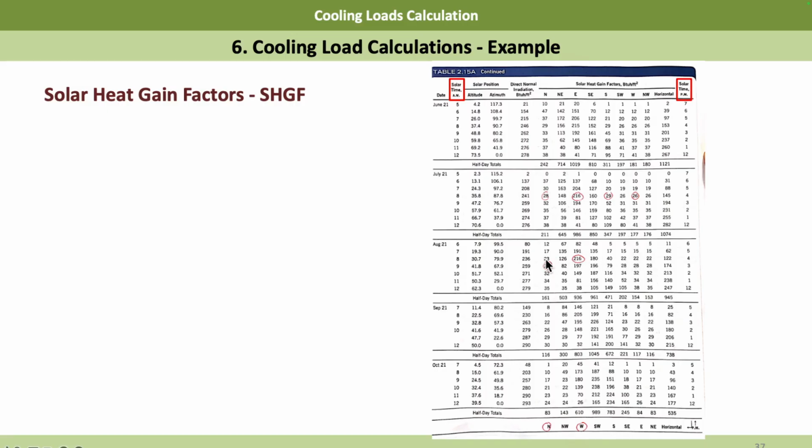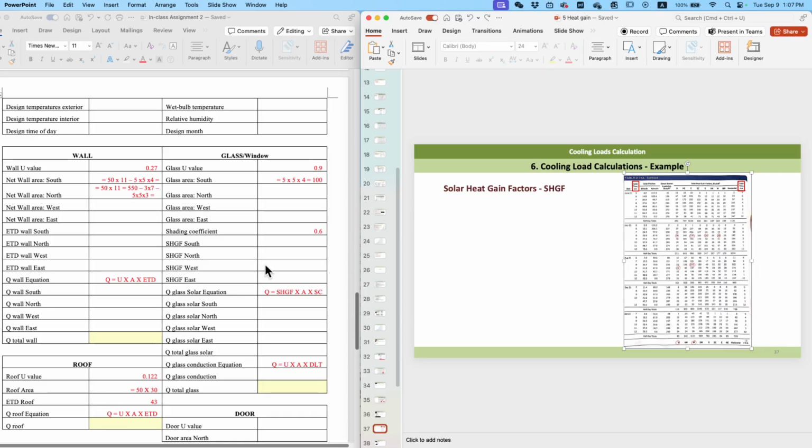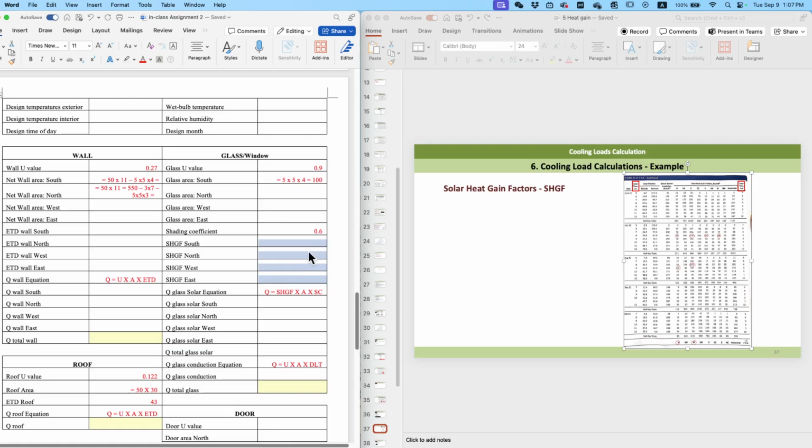So in this row, 4 p.m., you can find north SHGF is 23, east 216, south 40, west is 22. So fill out this number for all four of them. Once you finish, we can calculate glass solar heat gain for each direction.